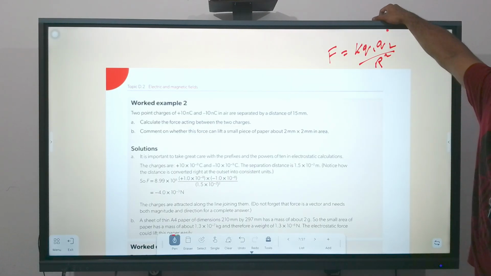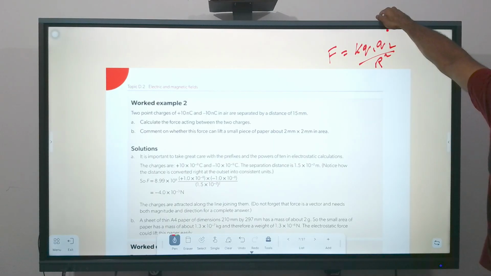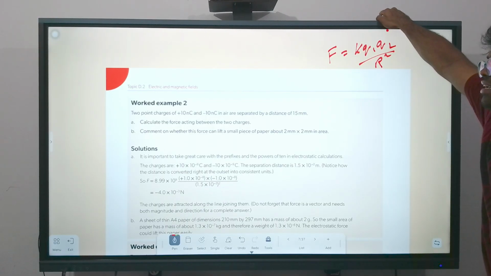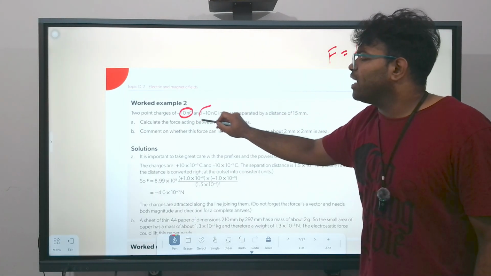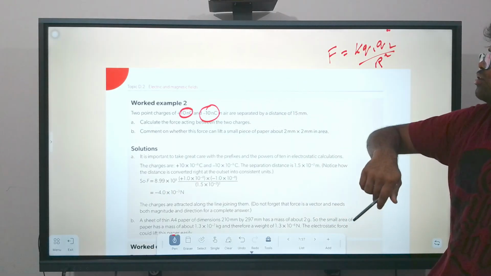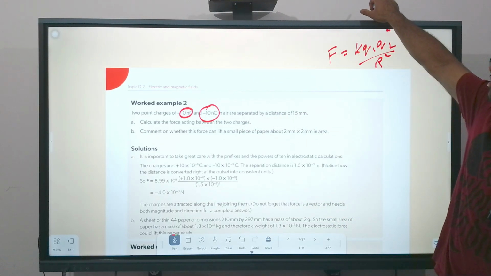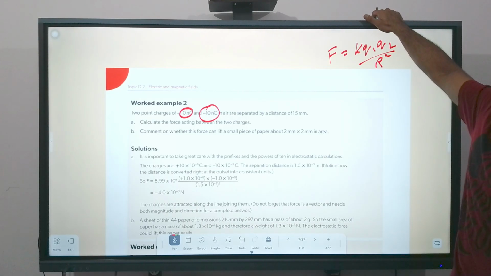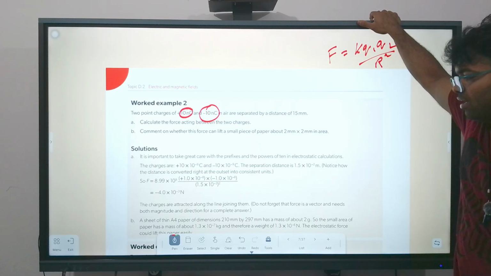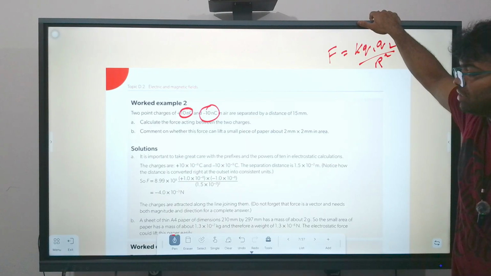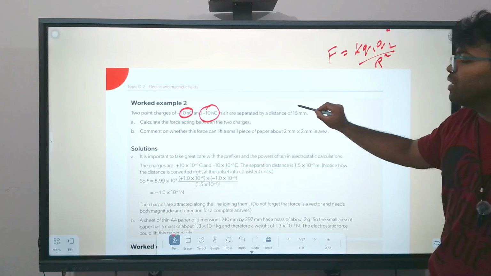So you know the value of k to be 9 into 10 to the power 9. You can consider 8.99 can be simply written as 9. So 9 into 10 to the power 9 multiplied by 10 into 10 to the power minus 9 into 10 to the power minus 9, which gives 1 into 10 to the power minus 16, upon 15 millimeters.